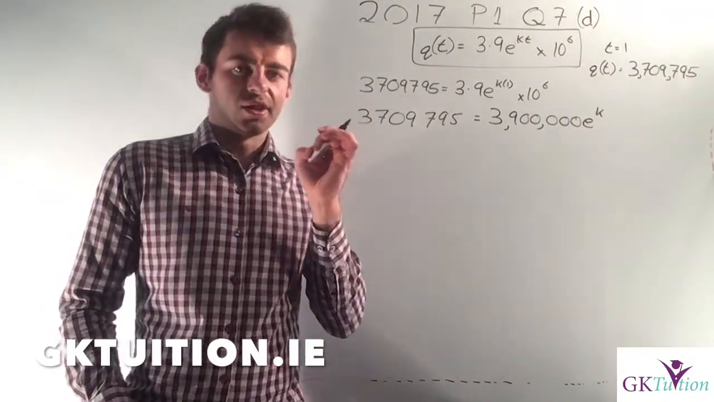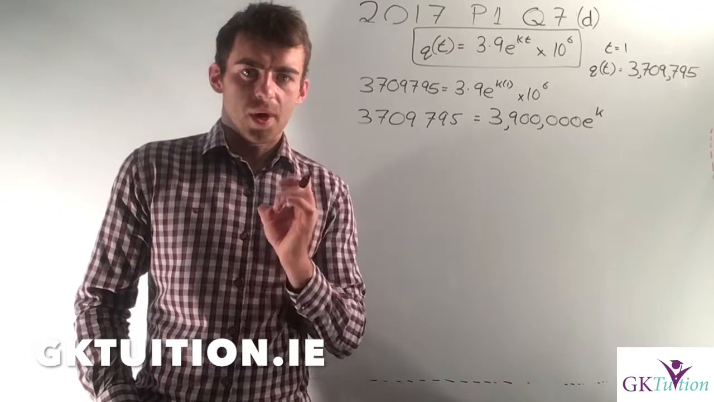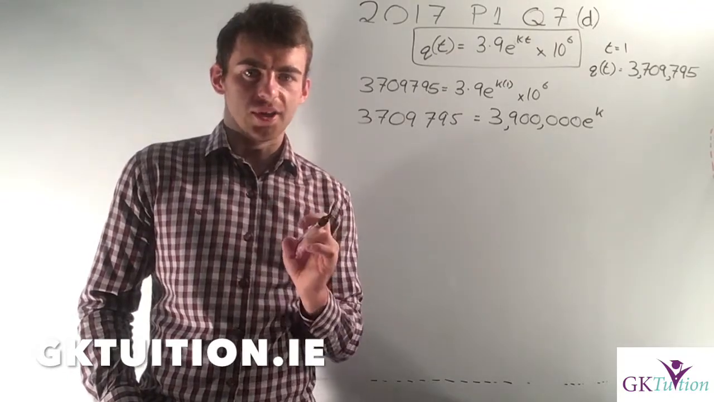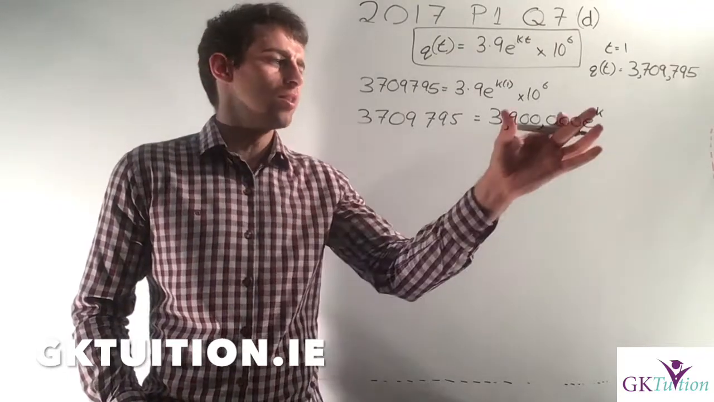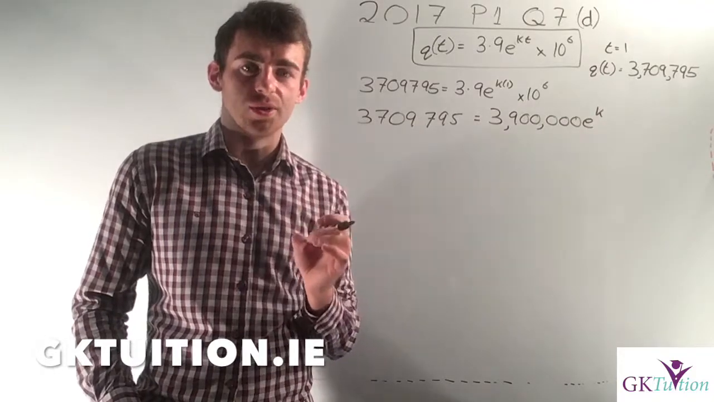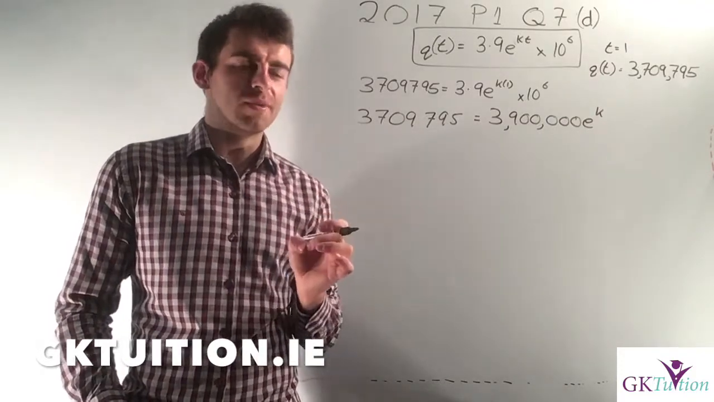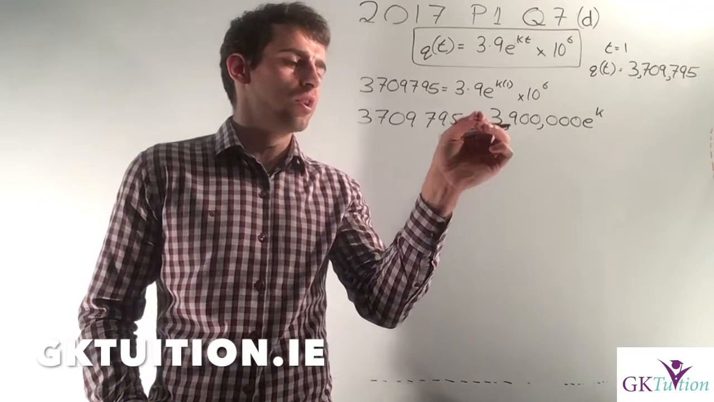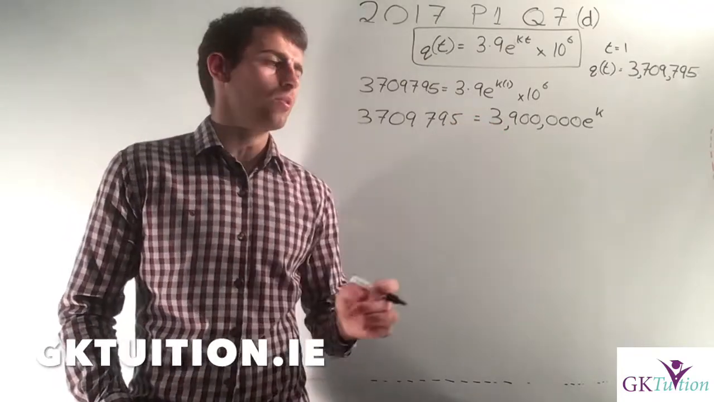Now, you should recognize that your unknown is in the power. If your unknown is in the power, you're going to have to introduce logs. So the only way we're going to be able to find our k is if we introduce logs. But a very common mistake is that a lot of students introduce logs now. But this is too soon.